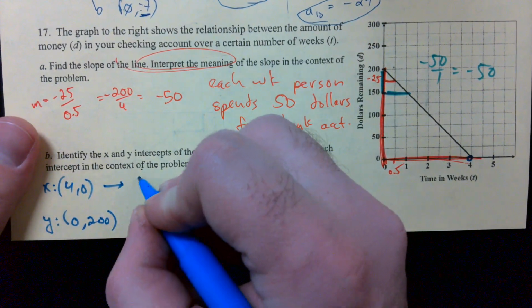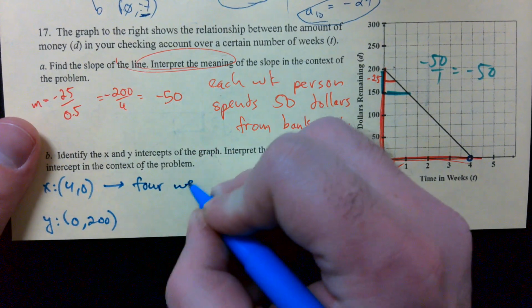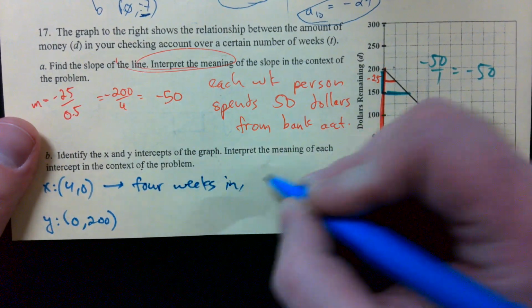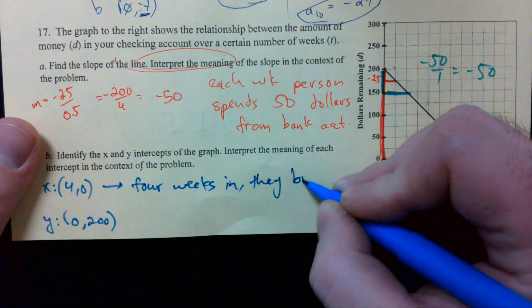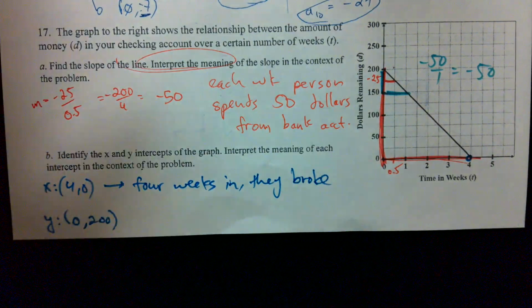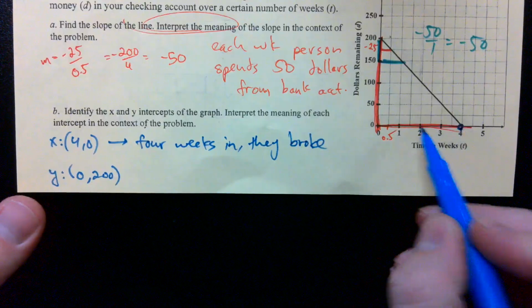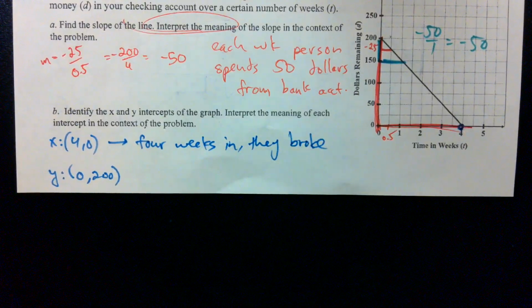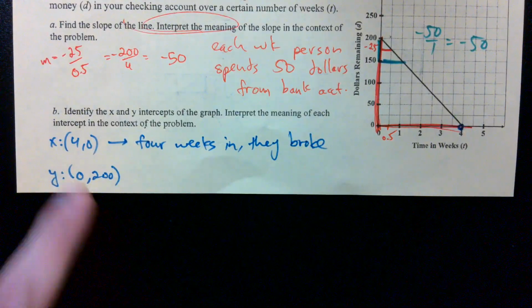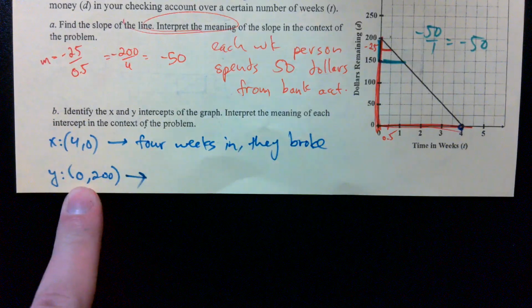That's right. 4 weeks in, they broke. Right? A shorter way of saying that, but it's the same thing. Their dollars remaining hits 0 at 4 weeks. That's why it's an intercept, because 0 is one of my coordinates. Who can help me interpret the y-intercept?